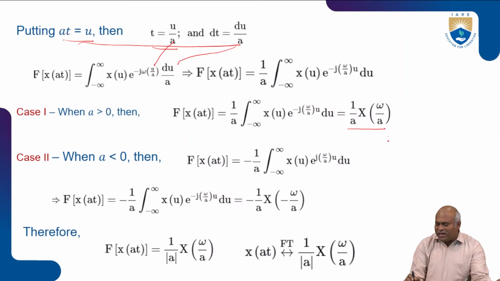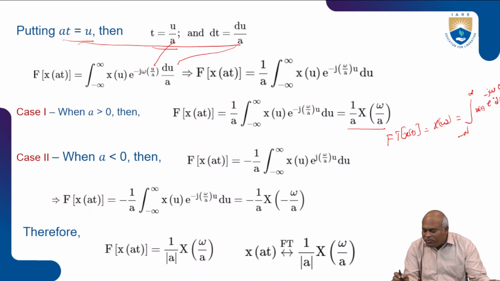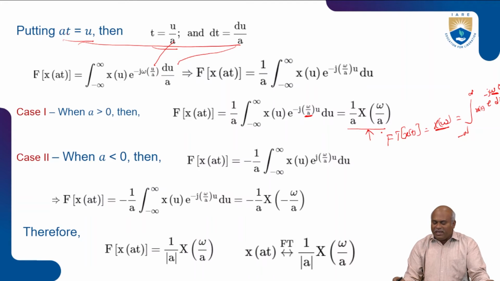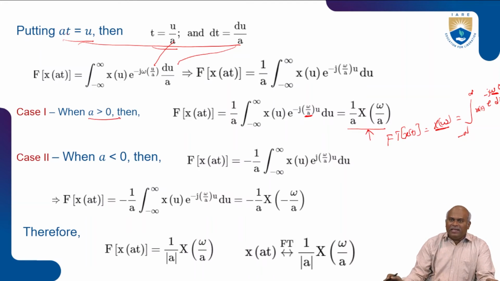We know the Fourier transform of x of t, which we write as X of omega. That value is the integration from minus infinity to plus infinity of x of t e power of minus j omega t dt. So in this omega place, what is there? Omega divided by a. Due to that condition, we write X of omega by a for the time scaling property, for the first condition of a greater than 0.